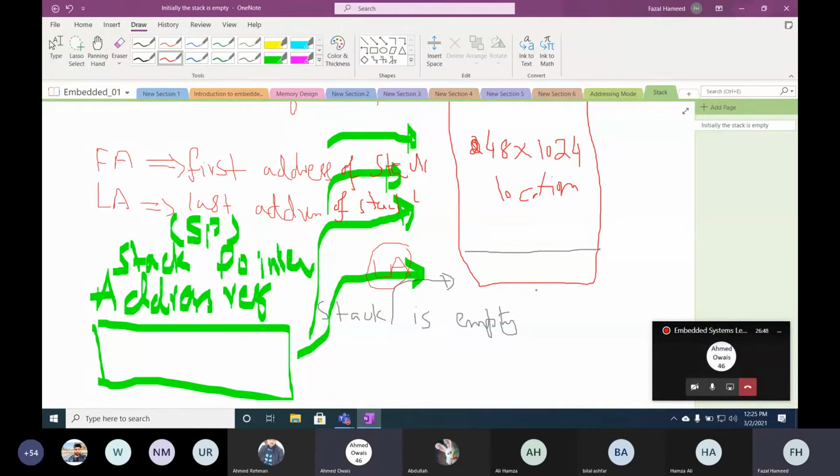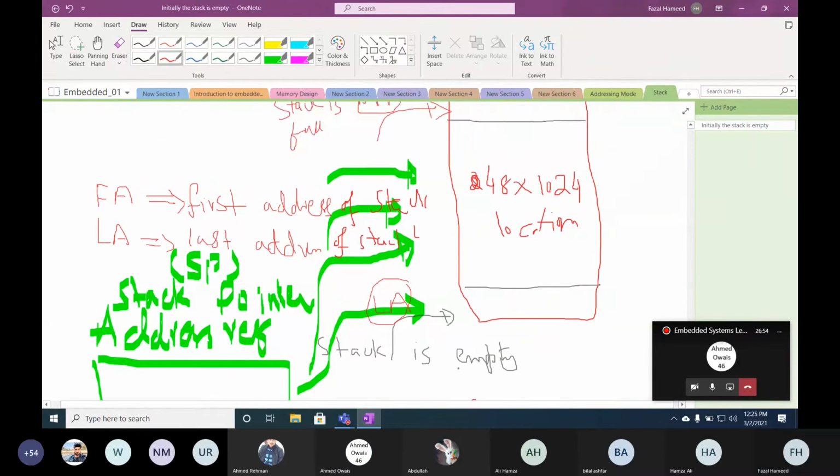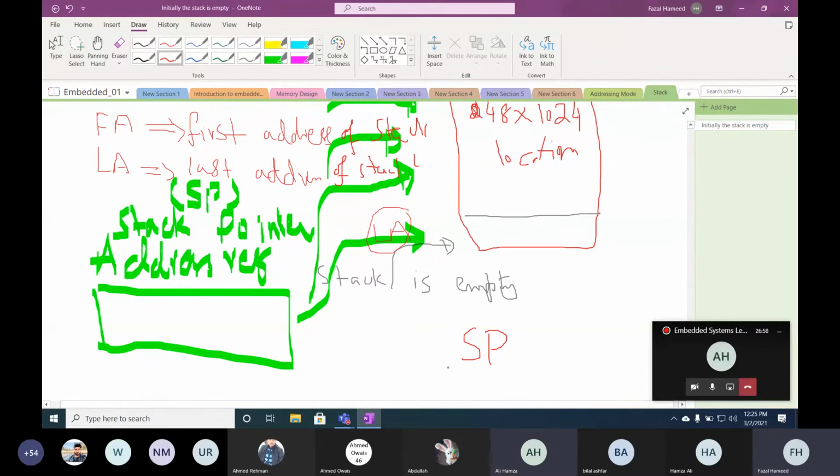Yes, sir. Okay, so if it is pointing to one location in the stack, what should be the range of the stack pointer? From LA to FA. Very good. How can we write it? I'm sorry, I will erase it. So FA is the first address of the stack. The first address of the stack should be smaller than or equal to SP, the stack pointer. What is SP?